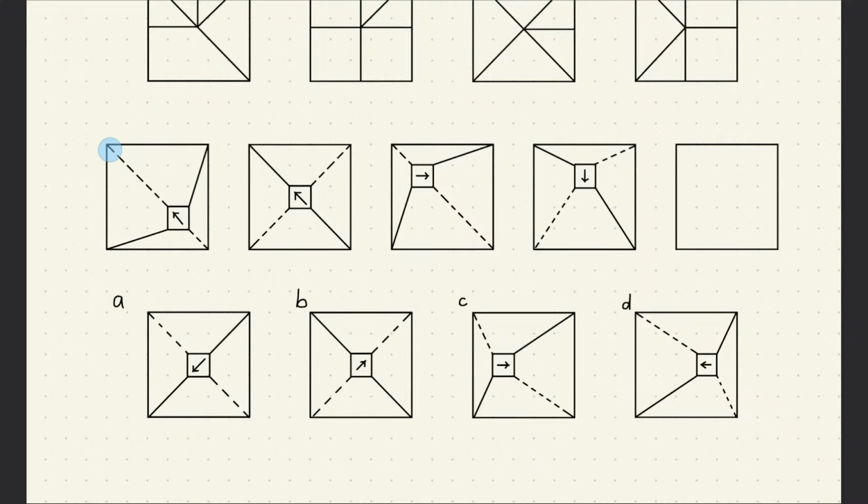The first thing I notice is what's happening along with these patterns here. Let me once again get the pointer. Look at this pattern. What's happening with those dotted lines here? It's kind of going flip. That should be able to eliminate a couple of possibilities. So that eliminates option B for us.